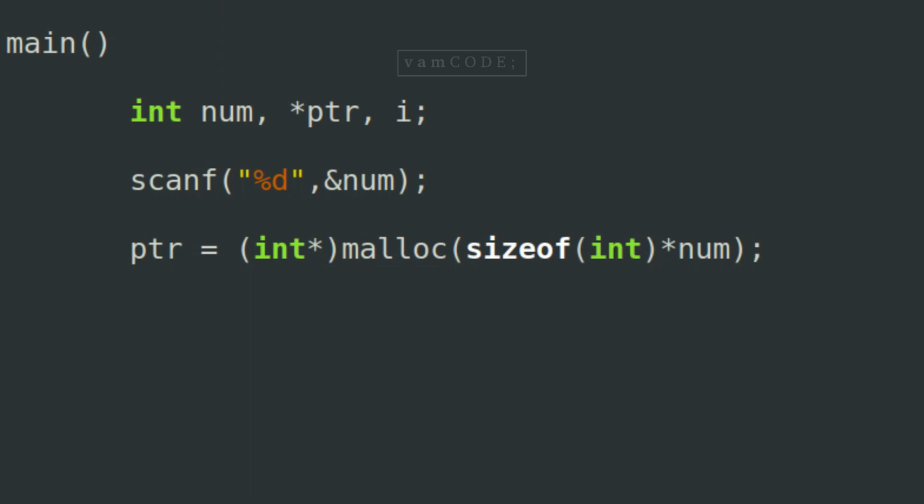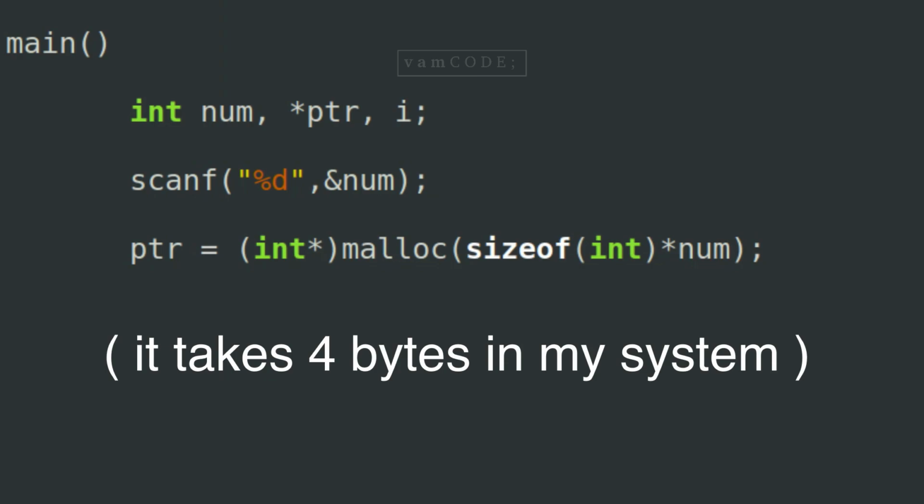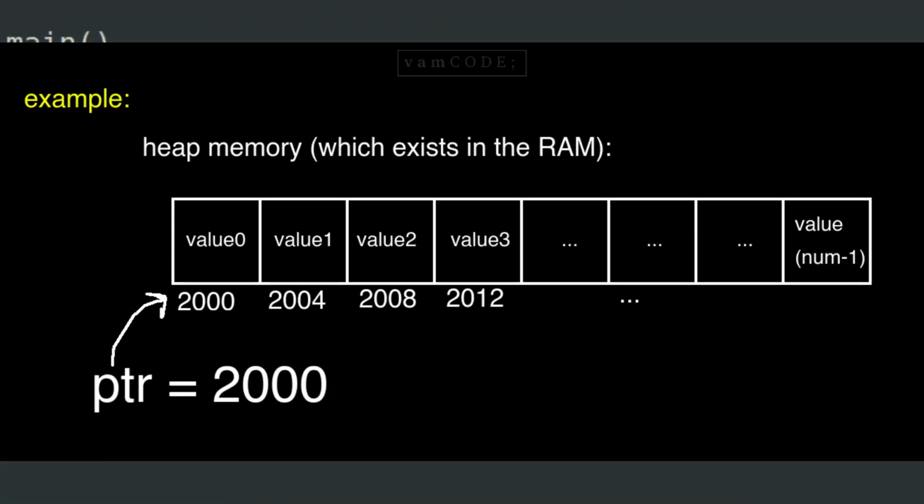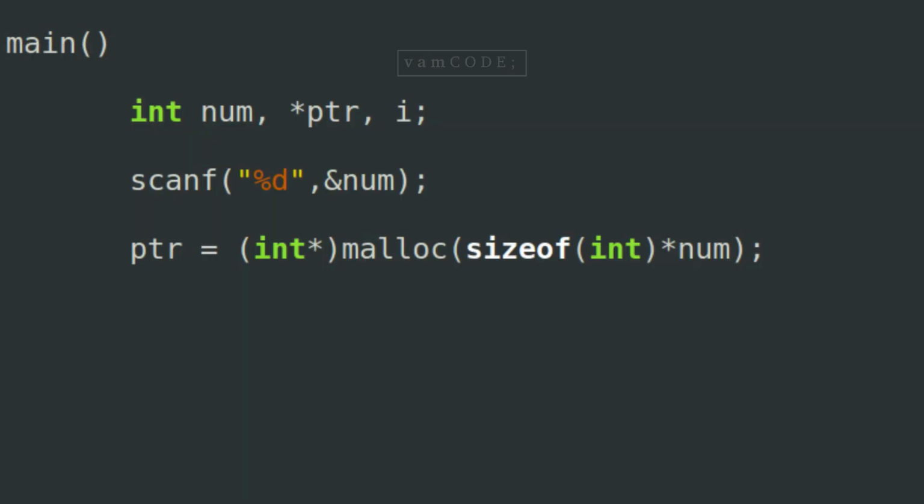The data type of integer takes up different amounts of space in different systems. So whatever integer takes up in my system, that multiplied with num, is how much memory I need. So my operating system gets me num multiplied by sizeof(int) bytes of contiguous memory and saves the starting address of that contiguous memory into ptr. You may be wondering why I chose size of integer. I chose size of integer because the pointer I'm saving the starting address to is a pointer to integer.